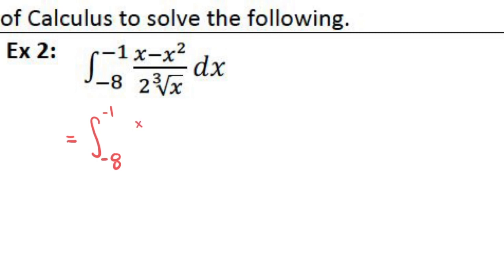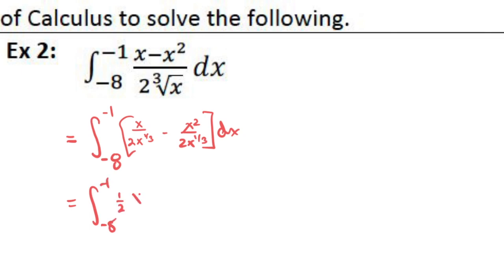We're going to do division. So we have (x over 2)(x to the 1/3 minus x squared) over 2x to the 1/3 dx. Now this still doesn't look like any of our basic integration problems, so we can't find the antiderivative just yet. We're going to have 1/2 x to the 2/3 minus 1/2 x to the 5/3. Now once you have your 5/3, you are ready to integrate.